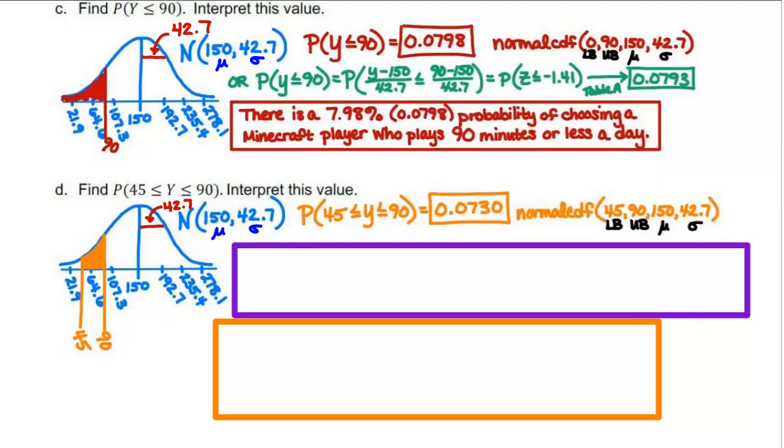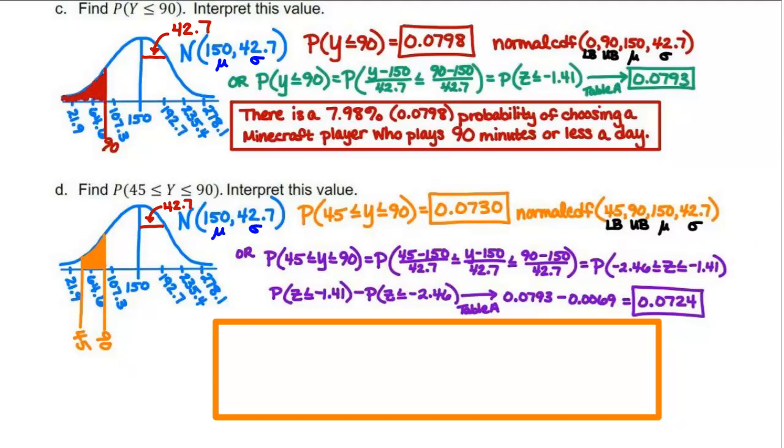So the probability that our random variable y is in between 45 and 90, I got 0.0730 on my calculator. I only took that out to 4 places. Remember, probabilities we typically will take out to 4 places so that when you change them into percents, it's a percent with 2 decimal places behind it.